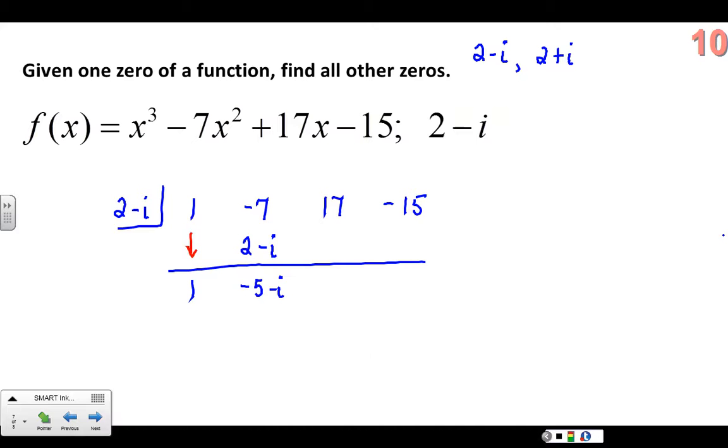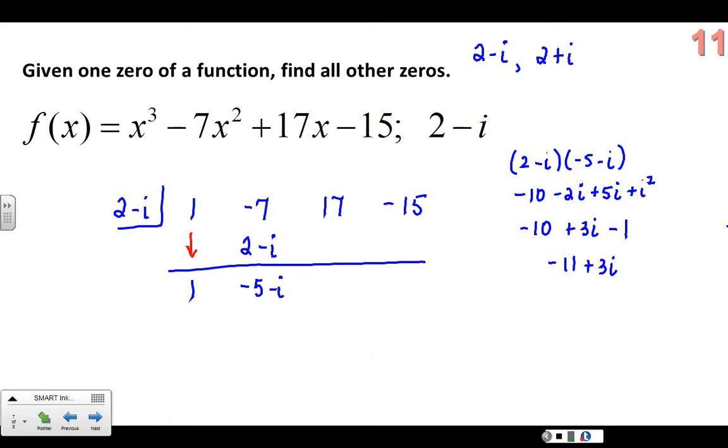If I multiply this together, let's go to the side. 2 minus i times negative 5 minus i. If we multiply those together, we get negative 10 minus 2i plus 5i plus i squared. For what we know about complex numbers, that's negative 10 plus 3i minus 1. So that would be negative 11 plus 3i. Combining those with 17, I would get 6 plus 3i.